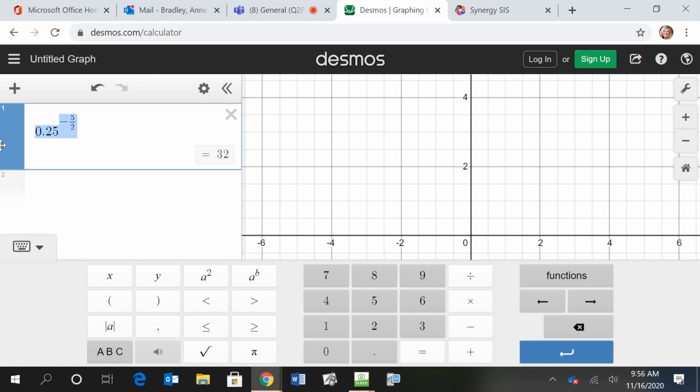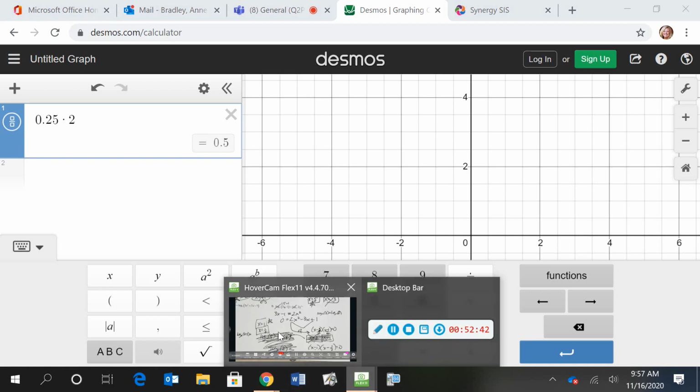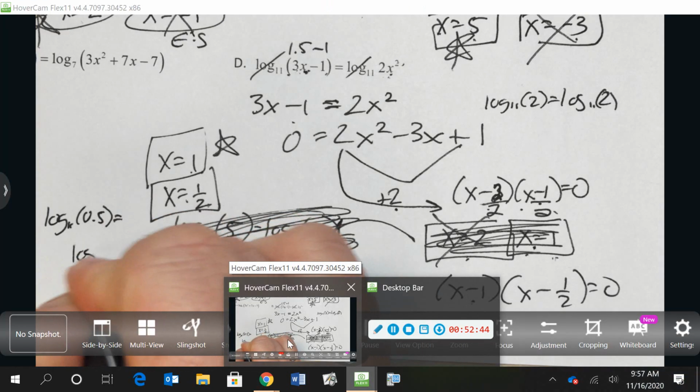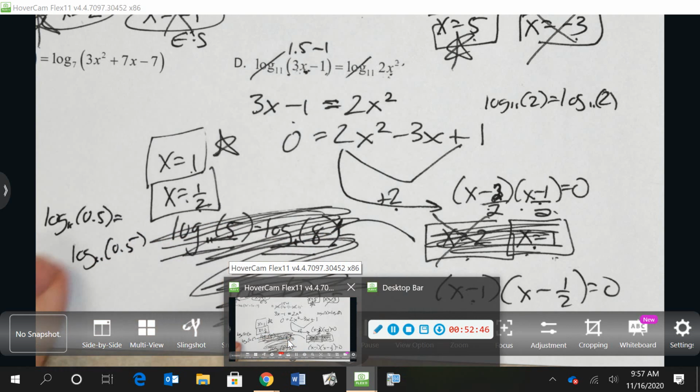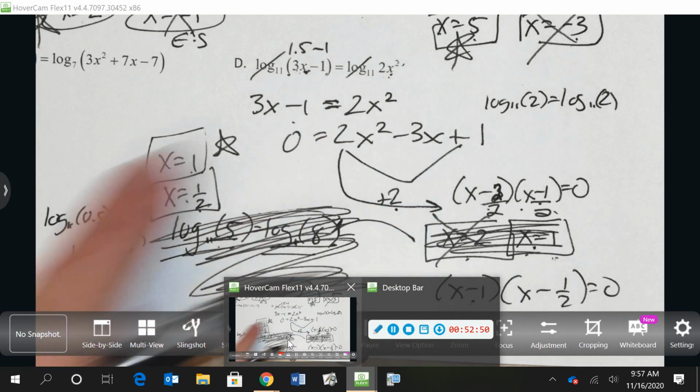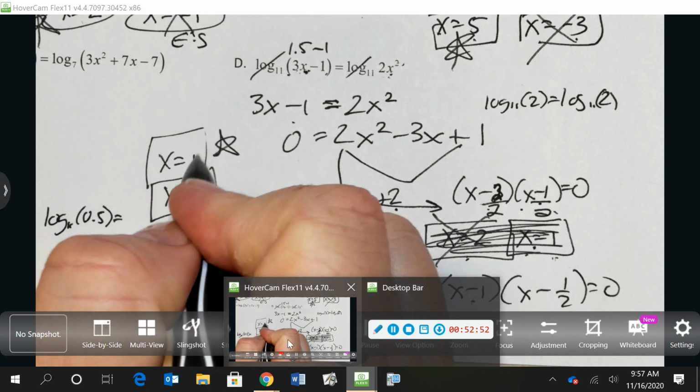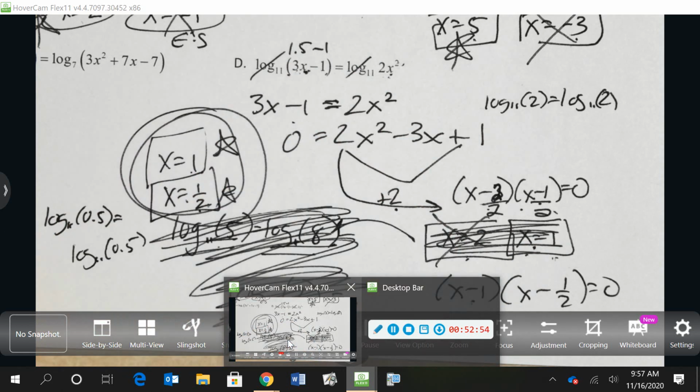So if I come over here and I do 0.5 and I square it, and now I take that times 2, I get 0.5 again. So in this particular problem, whether I use 1 or I use 1/2, when I substitute, the left side will equal the right side. So both of these happen to be the answer for this last one.